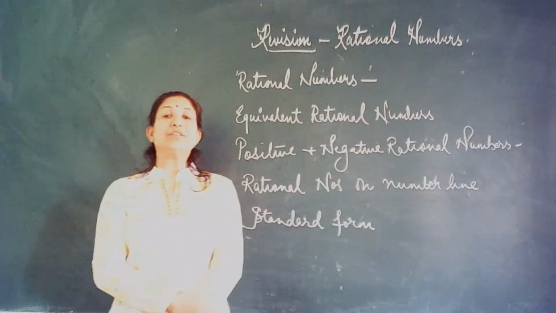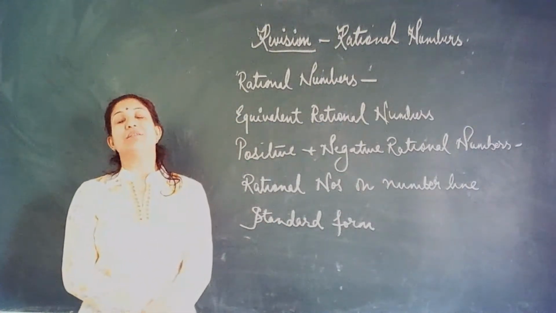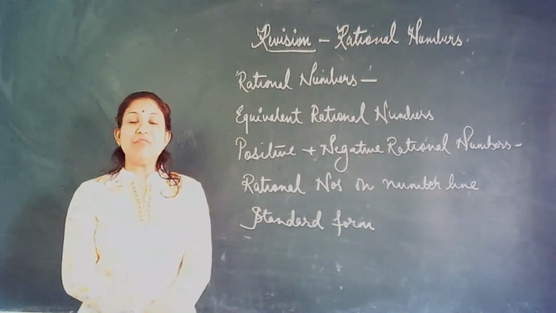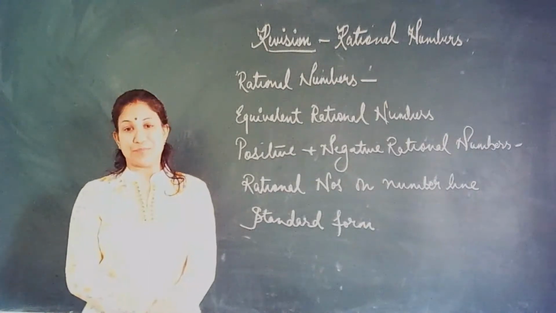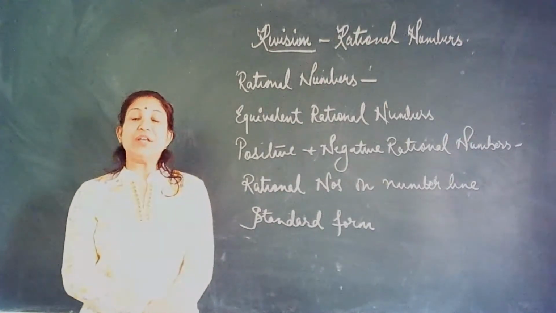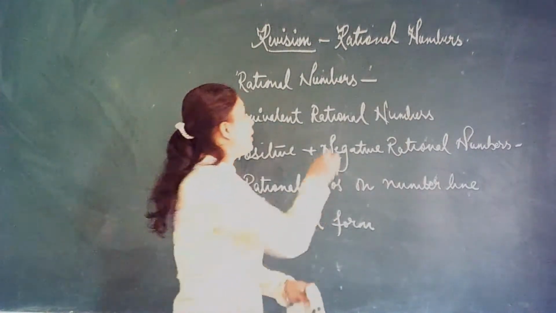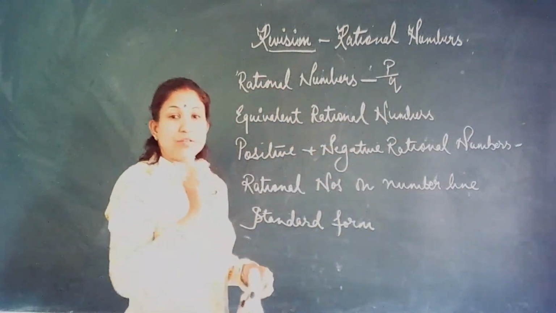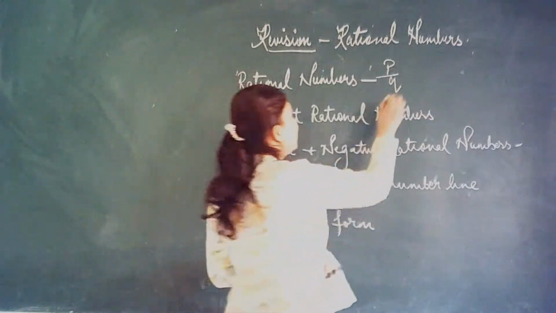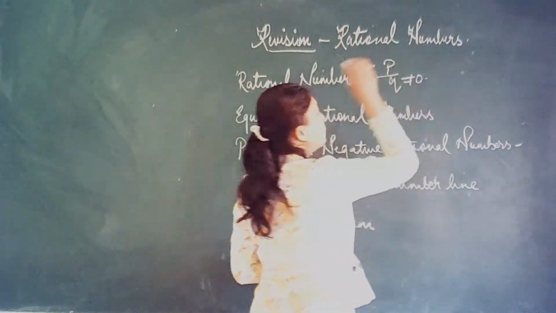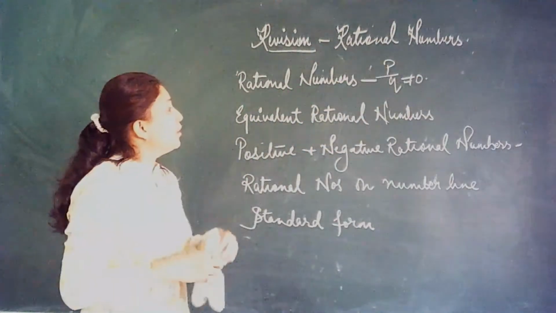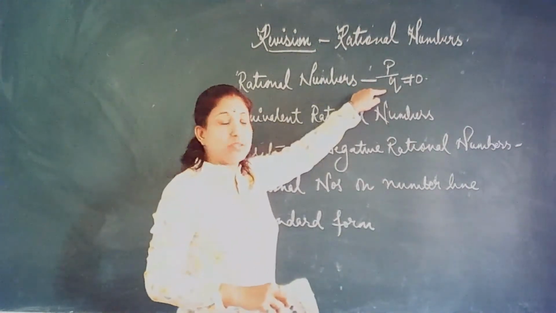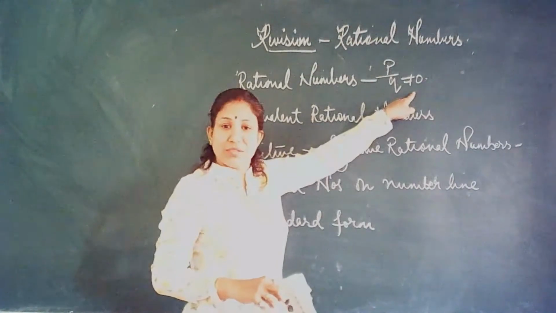So, let us discuss once again whatever we have done in this chapter. The first thing is, what do we mean by a rational number? Children, rational number has been derived from the word ratio. It is represented in the form of P by Q, that is, you have a numerator and a denominator, but Q is not equal to 0. That means, where you have a denominator, if you say it's a rational number, Q cannot be 0.